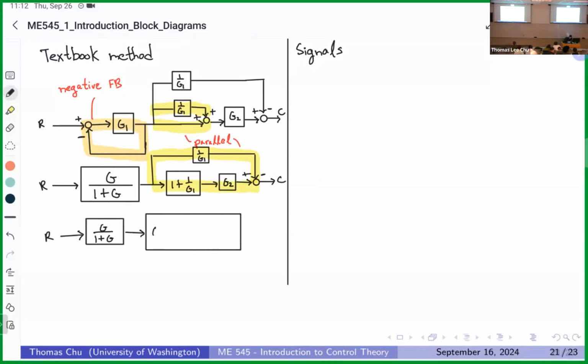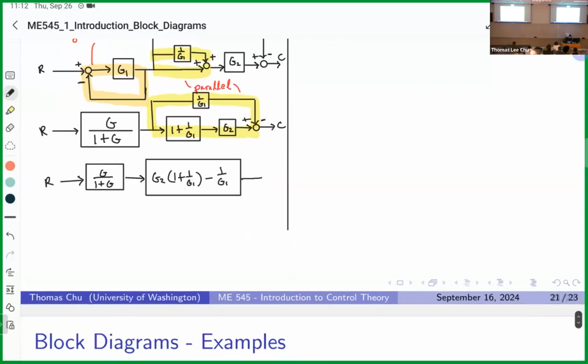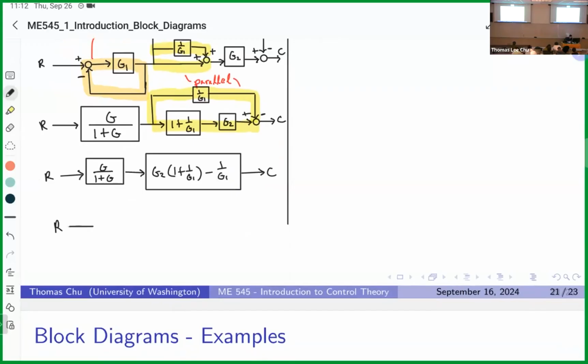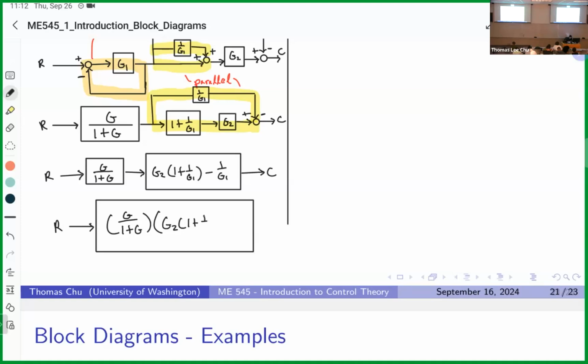We get G2 times 1 plus 1 over G1, because these two blocks are in series, minus 1 over G1, or sorry, it's going to be minus because of the minus sign, and then our output C. So for our final block, we just multiply these two together because they're in series. We get G over 1 plus G multiplied by G2 times 1 plus 1 over G1 minus 1 over G1.